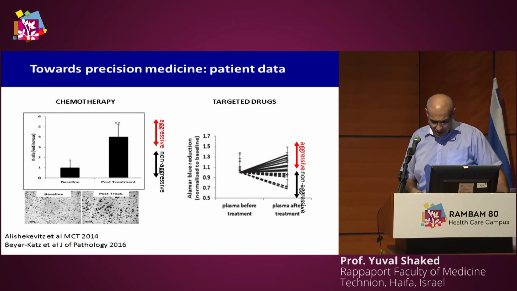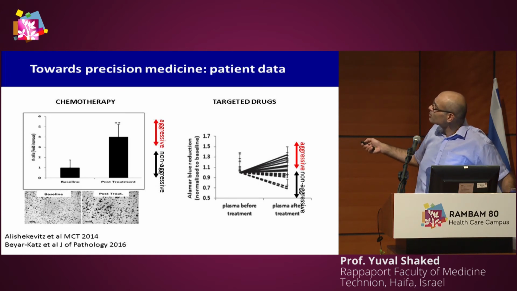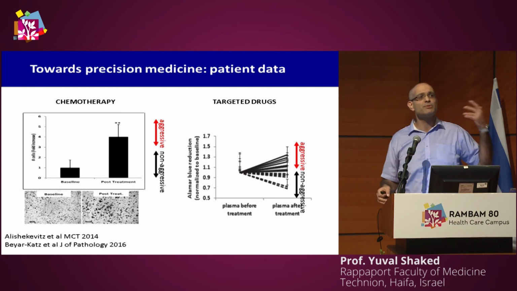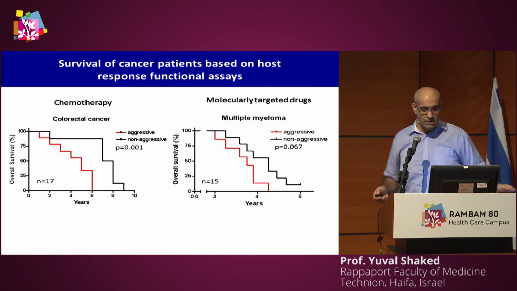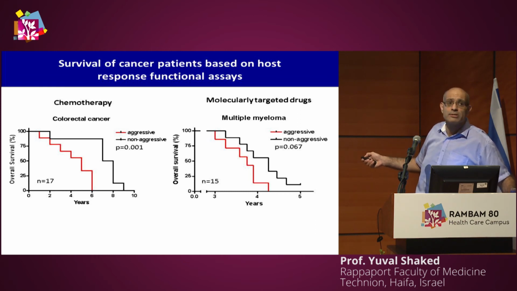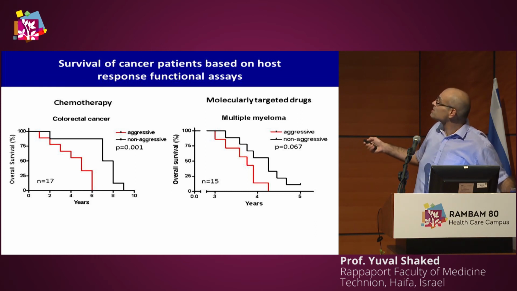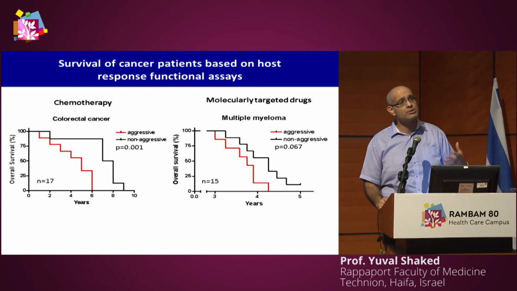So we said, okay, when we take these functional assays in these studies, we can now divide the groups into aggressive tumors and non-aggressive tumors. And since this was done many years ago, now we can look and track the patients and see what happened to them. So here are the results. Patients with colorectal cancer who showed an aggressive response actually did much worse than those who showed a non-aggressive response. The same thing we found with multiple myeloma, that there is a reduction in response in those that show an aggressive response.